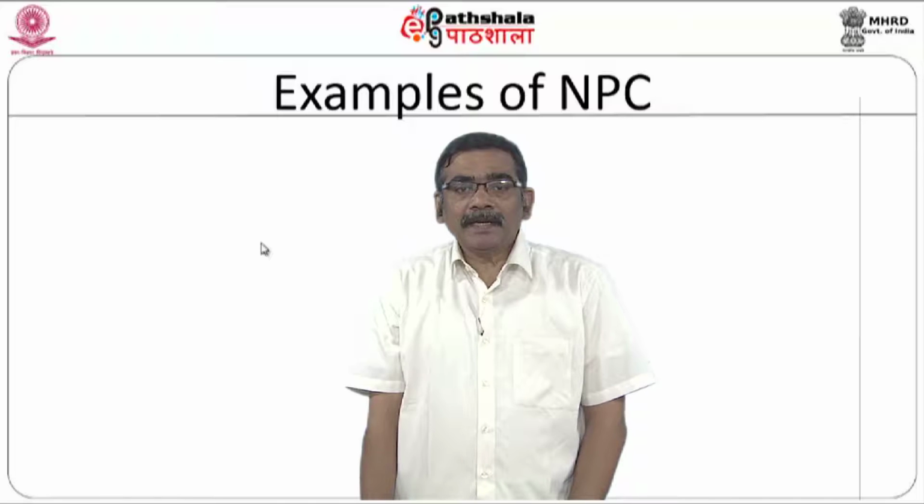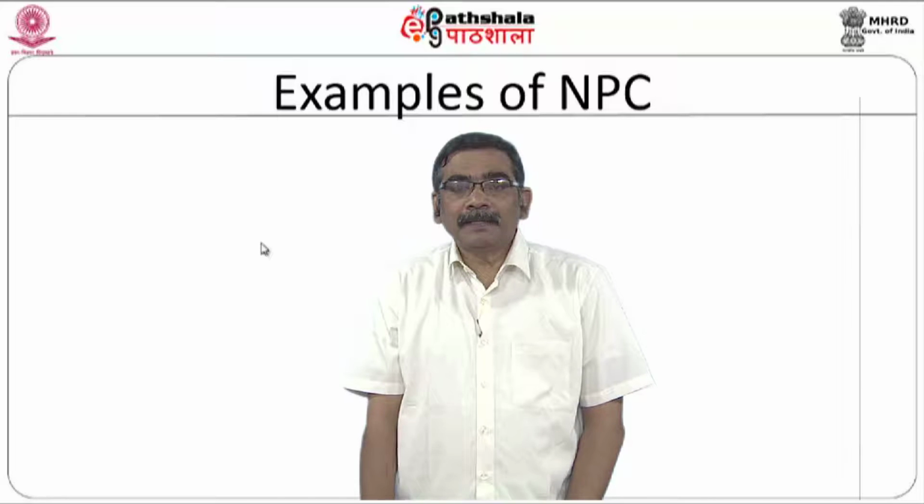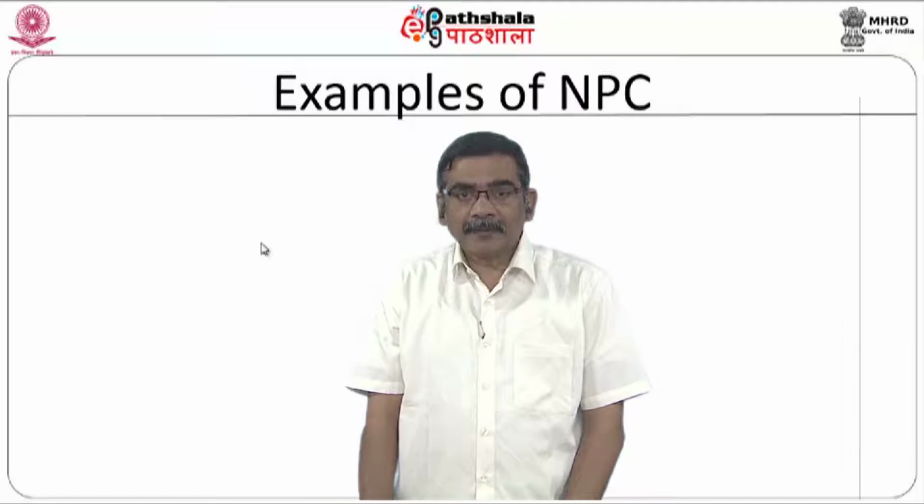So, the implication of Cook's theorem is that if someone has a problem A, and they want to prove that it is an NP complete problem, then it can be done by reducing any one of these problems to the given problem A, and then we can say that the given problem is NP complete.